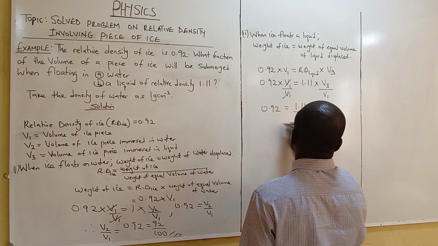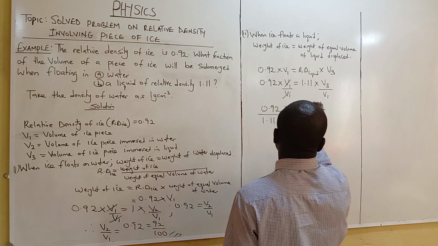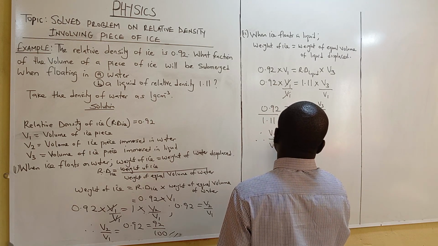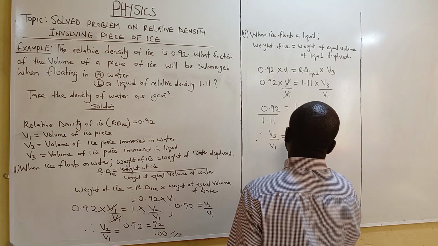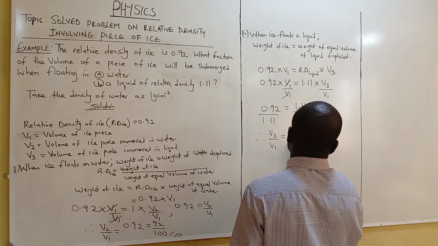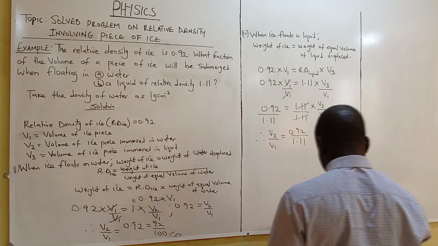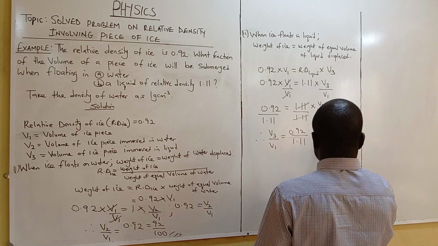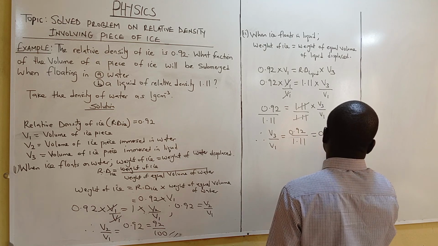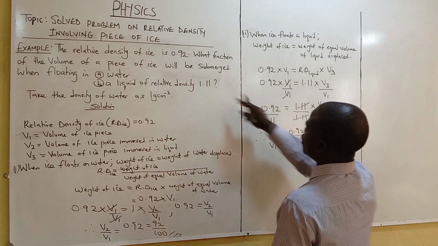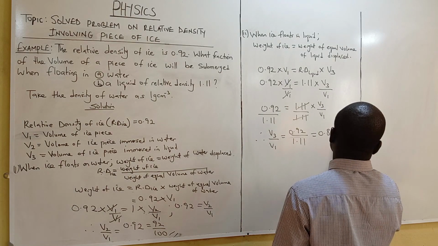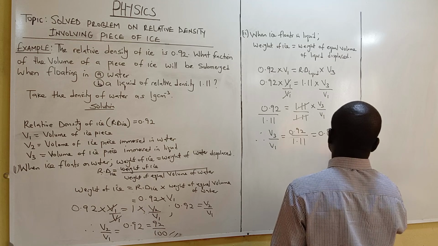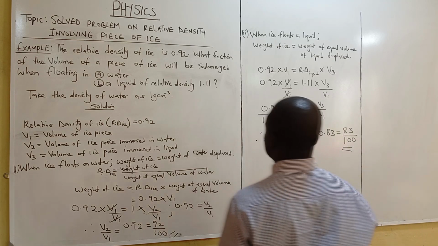Divide both sides by 1.11. In this case, 1.11 cancel each other. Therefore, V3 over V1 equals 0.92 divided by 1.11. When you divide that, you have 0.83. Now let's turn it to a fraction, because that's expressed in terms of fraction. 83 over 1 followed by how many figures after the decimal? 2. Add two 0s. This is the fraction that will be submerged in liquid.